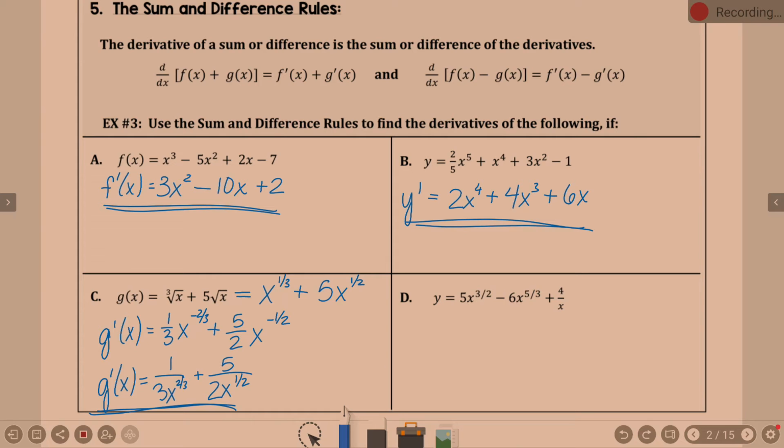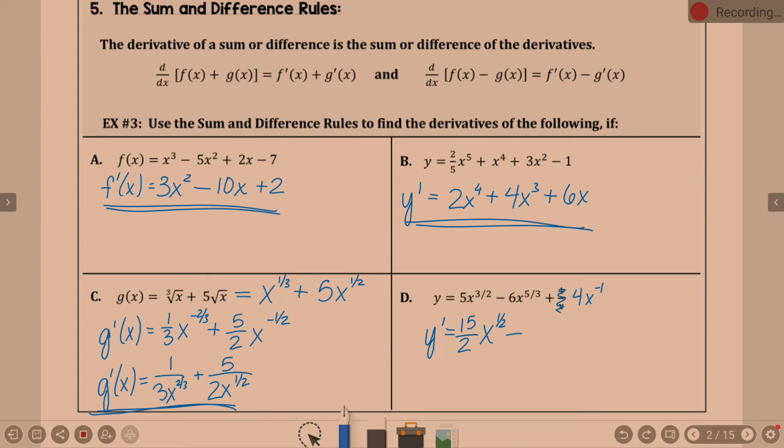D. Before I get started on this next one, let me ask about 4 over x. What do you know about 4 over x? Yeah, that's really 4x to the negative 1, isn't it? Not that I should scribble out the original problem, but in my notes, I actually have it written beside it. So, okay. 5x to the 3/2. 3/2 times 5 is going to be 15/2. x to the 3/2 minus 1 is 1/2. Okay. Minus.